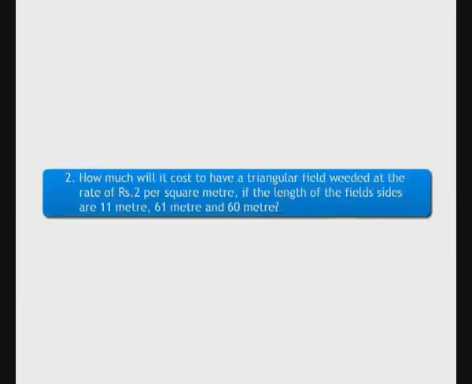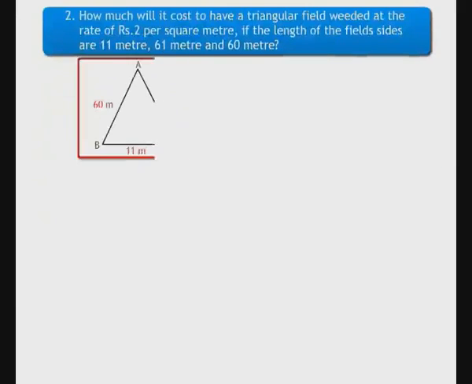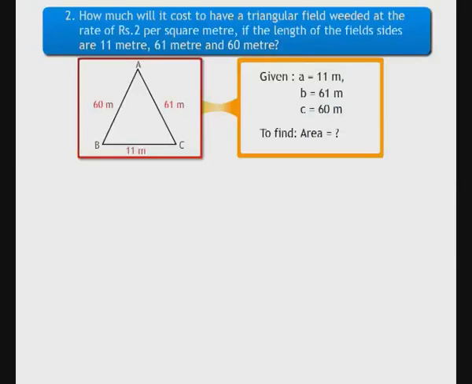3. Use Heron's formula to find the area of the equilateral triangle whose side is P. Given: since an equilateral triangle has all sides equal, therefore, side A is equal to B is equal to C is equal to P, and we have to find the area of the equilateral triangle. As the formula says, the semi-perimeter S of the triangle is equal to A plus B plus C divided by 2.